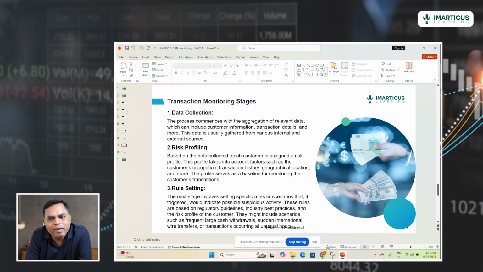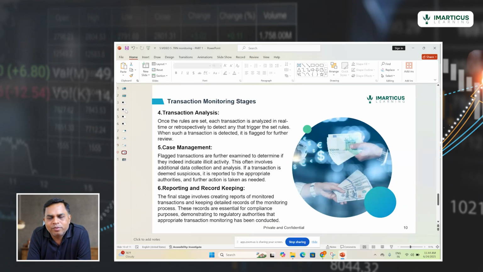In order to know what is a suspicious transaction, certain rules have to be set. For example, if frequent deposits are happening in the customer account below the reporting threshold level, then that's a suspicious transaction. Or if the customer is doing frequent night deposits, that can be seen as a suspicious transaction. Like that, the banks set up multiple rules to identify suspicious transactions. Now this happens in the third stage.